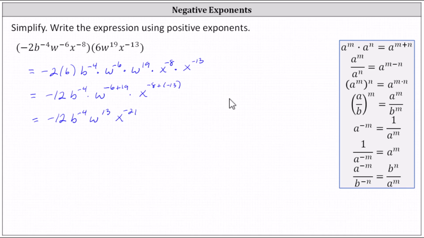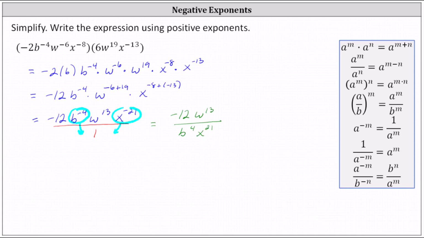From here, remember, a to the power of negative m equals 1 divided by a to the power of positive m. So if it's helpful, we can think of this as a fraction with a denominator of 1, and then from here, if we move b to the power of negative 4 to the denominator, the sign of the exponent changes to positive 4. If we move x to the power of negative 21 to the denominator, the exponent changes to positive 21. Using this shortcut, notice we have negative 12 w to the power of 13 divided by the product of b to the power of positive 4 and x to the power of positive 21.